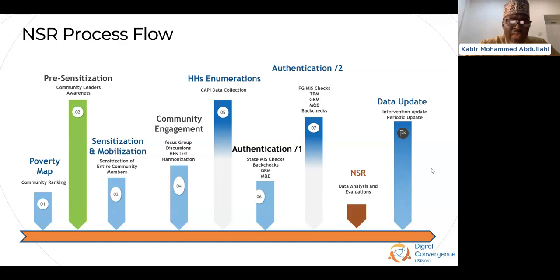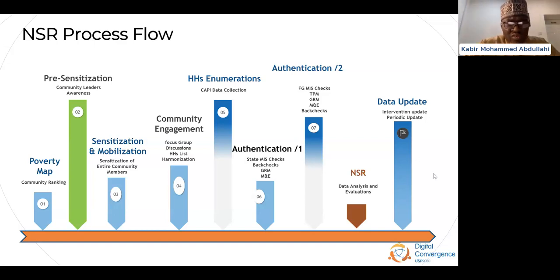And of course, once we have the harmonized list, which is in triplicate, we leave one of the lists with the community, the next one goes to the local government council, and the third one goes to the state level. And then that list is signed off by the grievance redress volunteers in each of the communities.